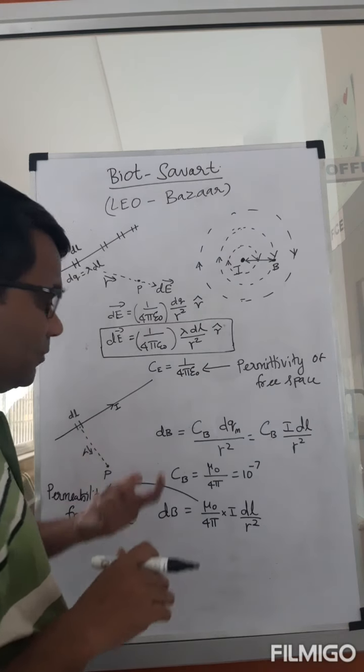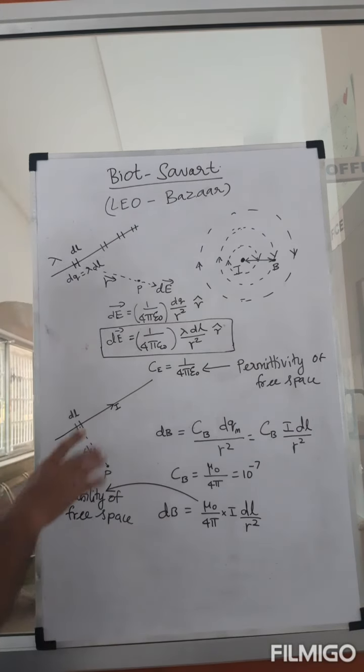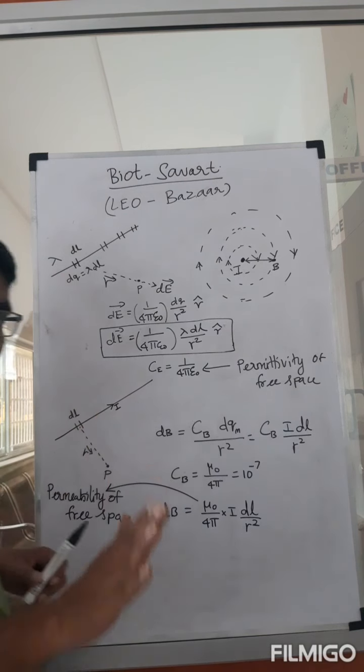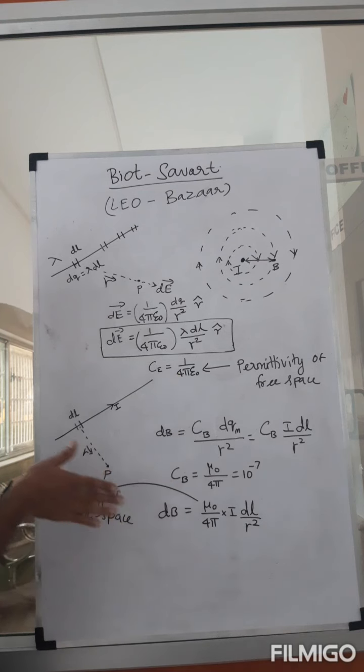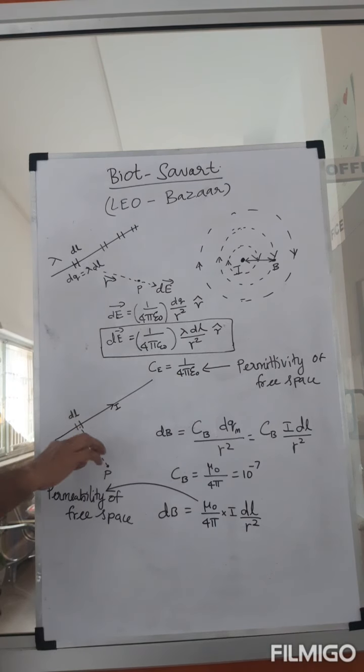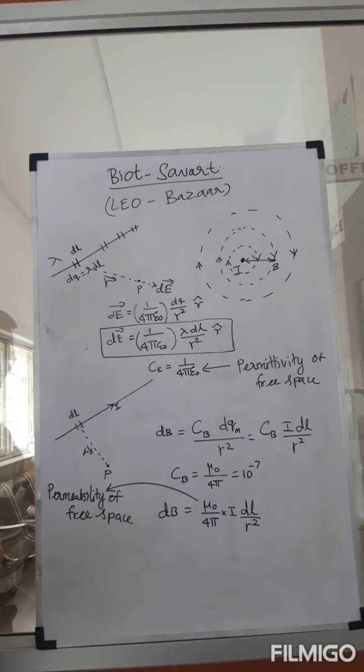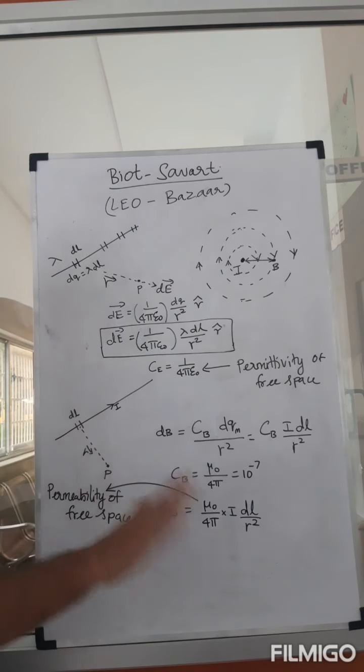Then it's going to be perpendicular to this, right? So then what should I do? Then I can go for a vector cross product. So I dl, I is in this direction, r is here. So I dl is in this direction, r is here.